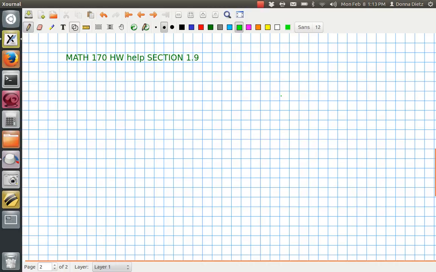What questions were you given in section 1.9? Questions 17 through 20 in the book say, use the graph of the function to sketch its inverse. I'm not going to use the exact same questions in the book, but I'll use something similar. Okay, so what if in the book the function looks like that? How would you find the inverse function of that?